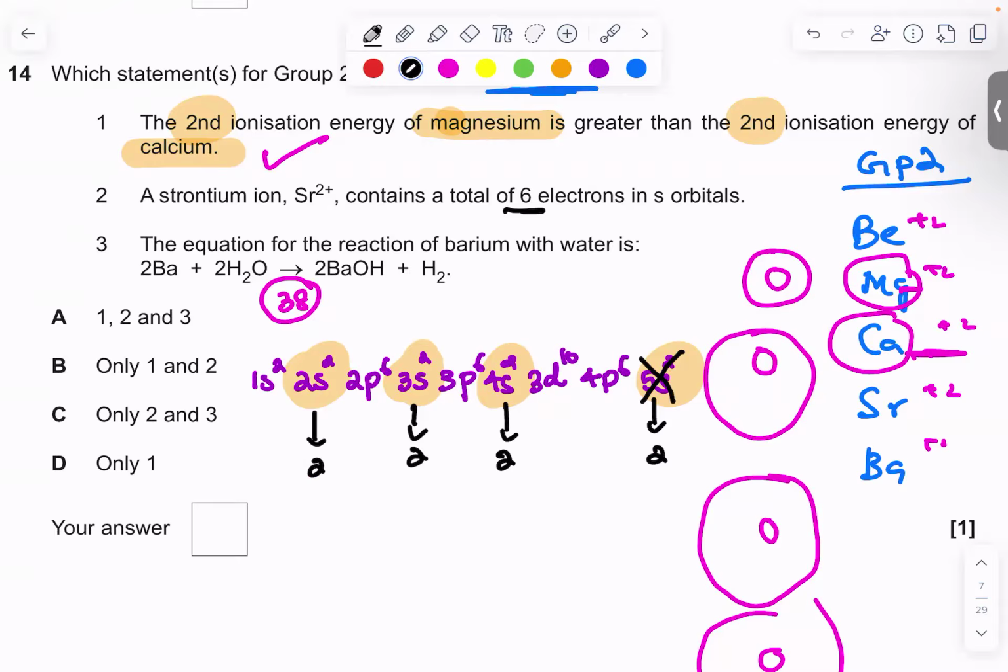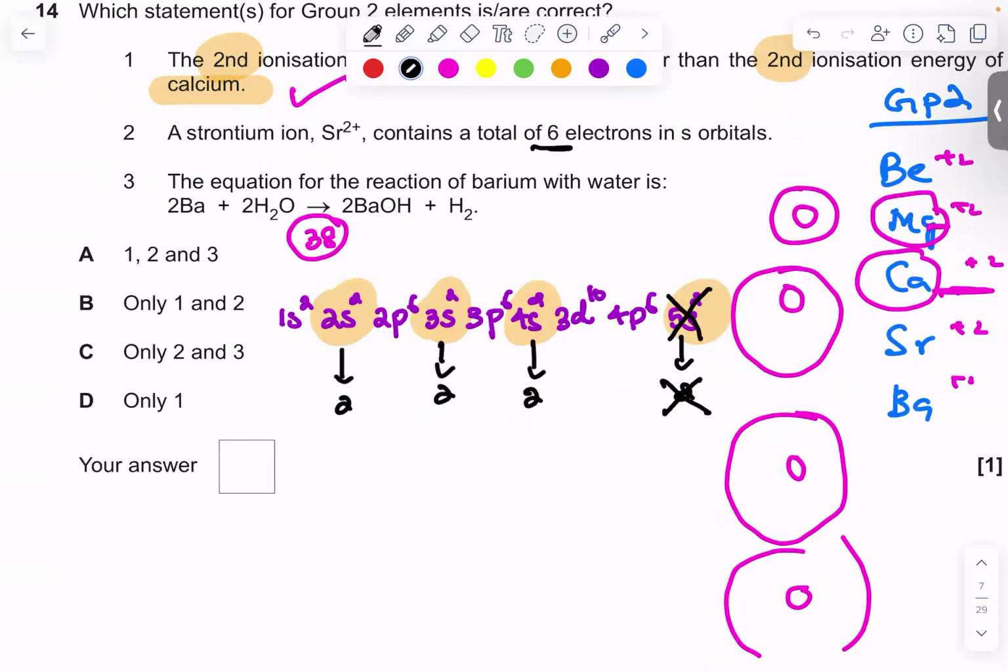So in the ion, this is 2, 4, 6, 8. This is the total, and this would be removed. So 2, 4, 6. It's correct, right? So you can cancel C and D immediately. Clear? So your answer should be between two options, A and B.